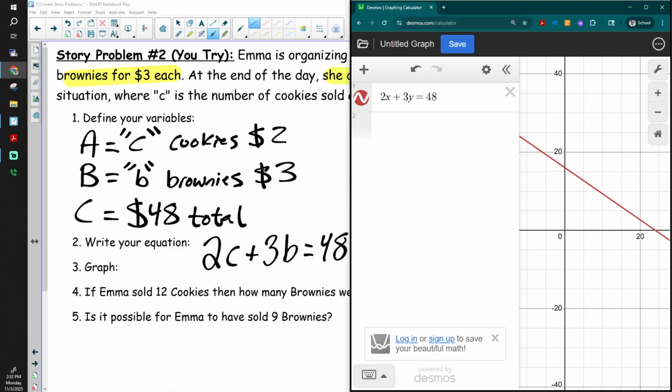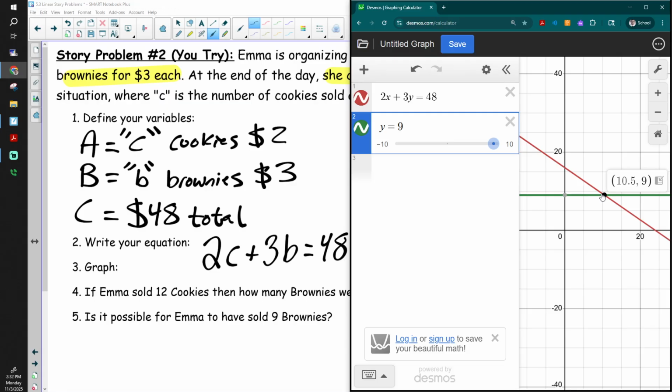The second question is actually the opposite. Now they're telling us how many brownies we sold. We're selling 9 brownies, so y equals 9. And we're going to see, does this make sense? No. Why doesn't 10.5 make sense? Because we're not selling half cookies, right? That doesn't make sense. So it's not possible she sold 9 brownies because that would mean she somehow would have had to sell half of a cookie.